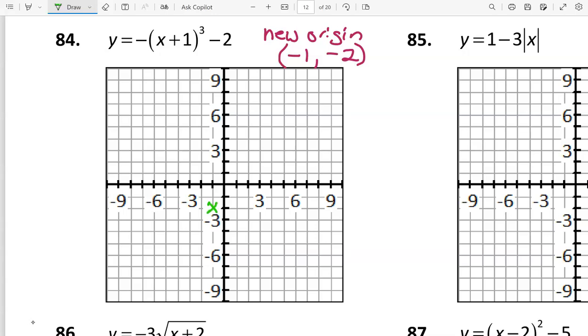I'm going to put an x there, and then I'm going to take the equation, and I'm going to take all the addition and subtraction out of it. So I'm going to take out that -2 and the +1. Now we're just left with y equals -x cubed. You can create a quick table of values for this.